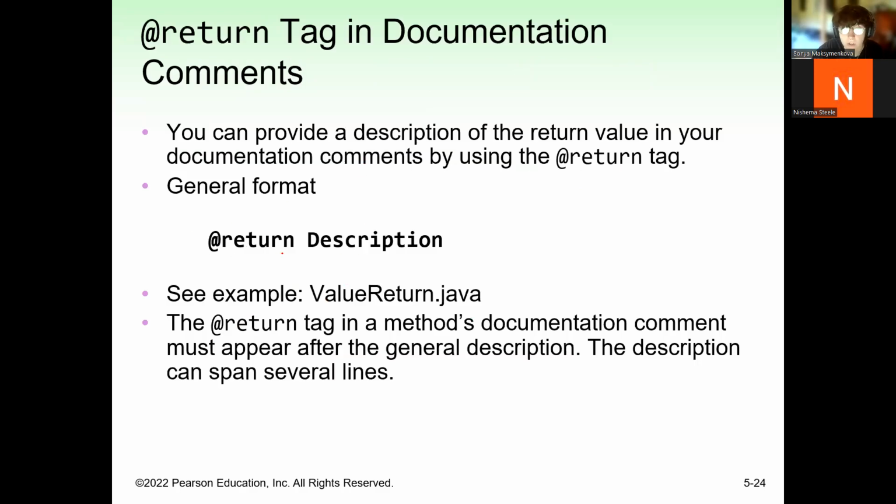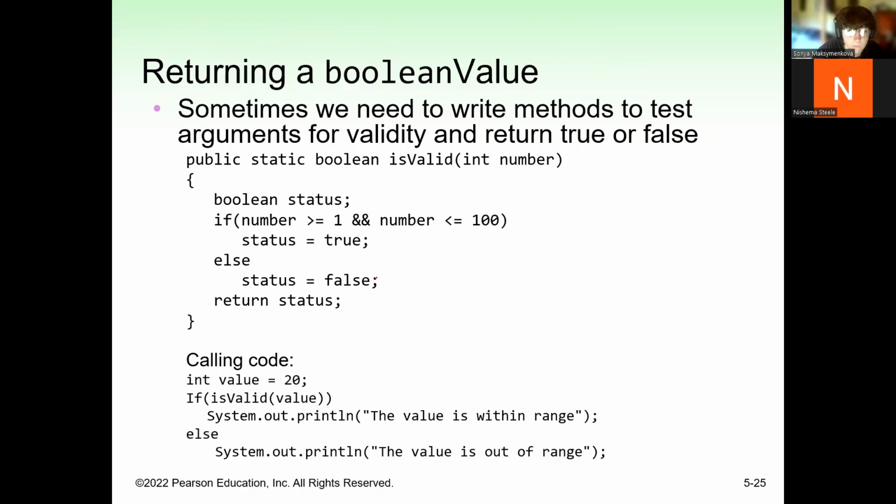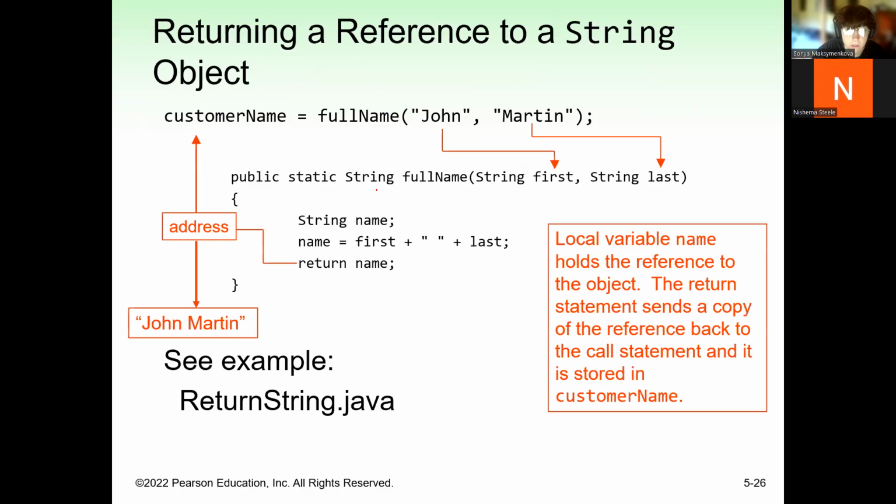Return works the same way when you're documenting it as your parameter: you just put return and the description of what you are returning, what type of value, why you're returning it, just a brief little description. You can also return a Boolean value. It's not forbidden. All you have to do is specify that you want to return a Boolean, and remember that Boolean can only hold true or false. So you can create your own Boolean methods.